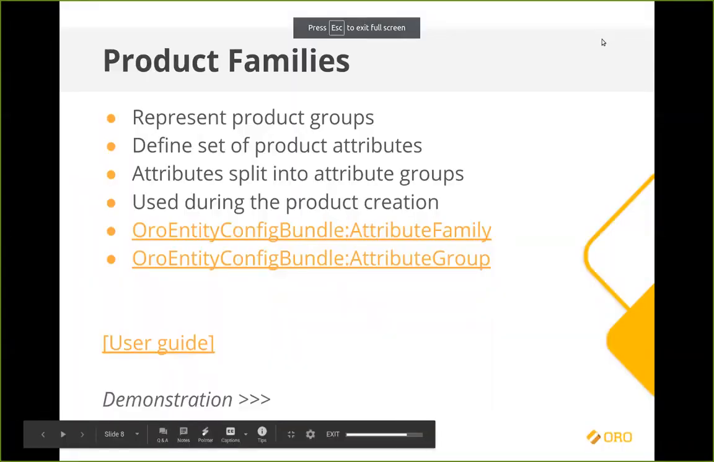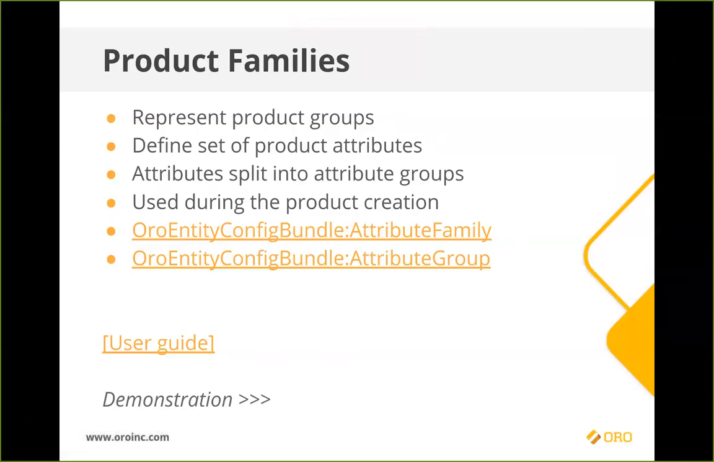Then we have product families. Product families are groups of product attributes or groups of product parameters, and product families are used to group products. Let's say that you are selling t-shirts, electronics, and cars. You may create a product family which will represent each of these 3 groups, and they will have totally different parameters and totally different attributes.